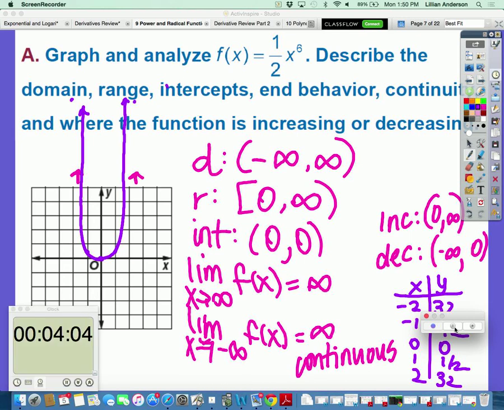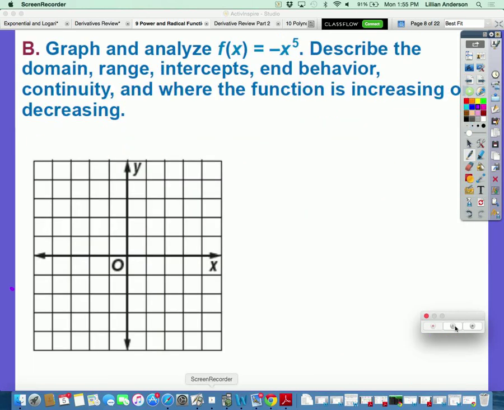Alright, so 4 minutes. You're working on the next one. Give me all the good stuff. Give me all the juice. And then graph it. Alright, so it's been about 4 minutes.